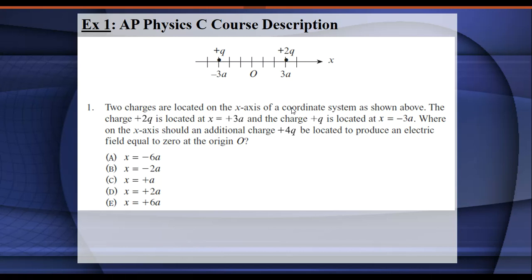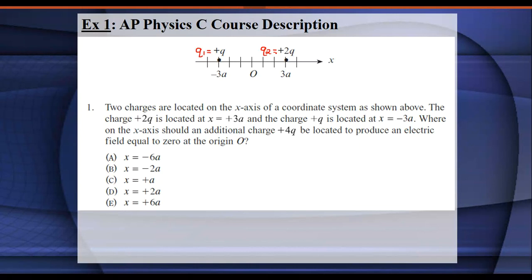Okay, I'm going to label these charges. So I have one charge up here that is positive Q. I'm going to call this one Q1. And then I'm going to call this other one over here Q2. Okay, they're located along the x-axis. That's good. So this is going to be a 1D problem.